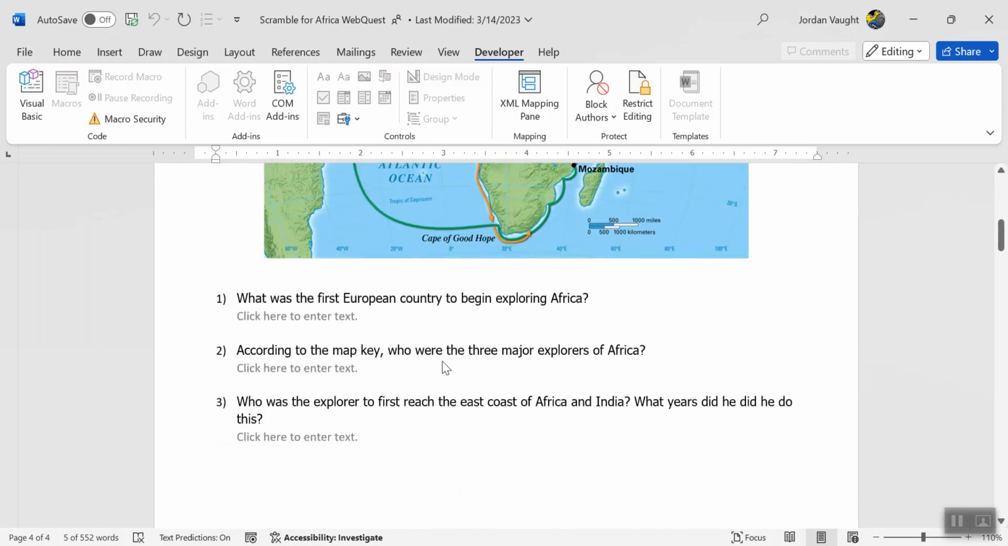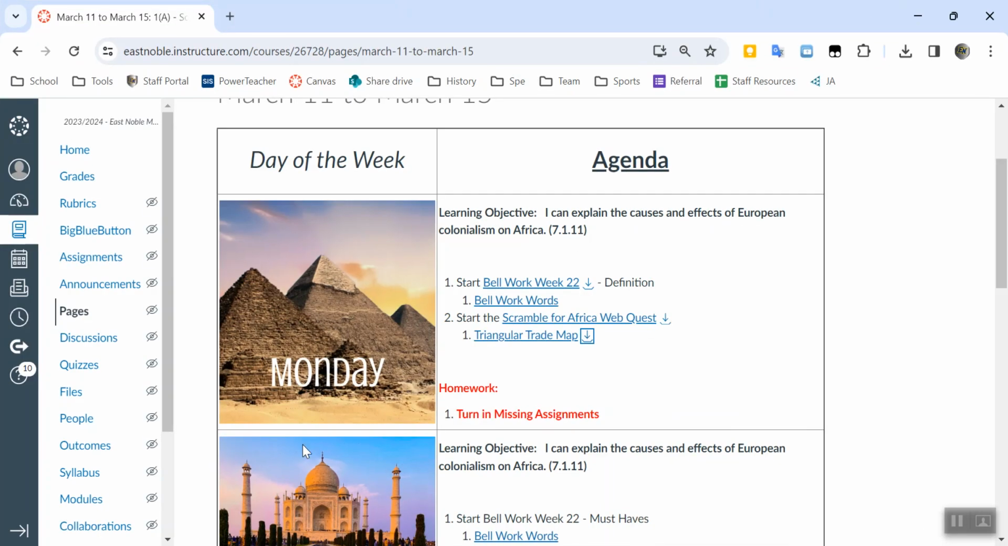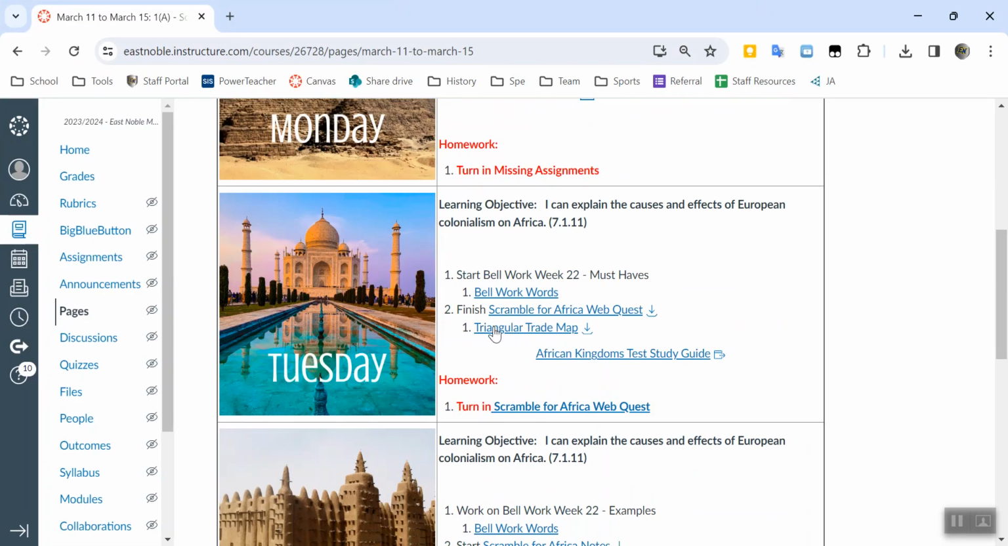On Tuesday, we'll come back, go over some of these things, get it done. If you want to go ahead and look at this week, you can see finishing it up. There is a test coming next week, so there is a study guide, so if you want to start studying for that kind of stuff. So we will finish the Scramble for Africa web quest on Tuesday.